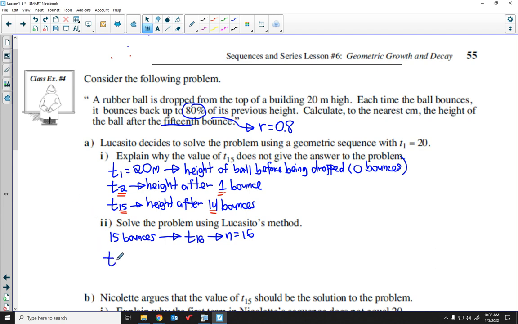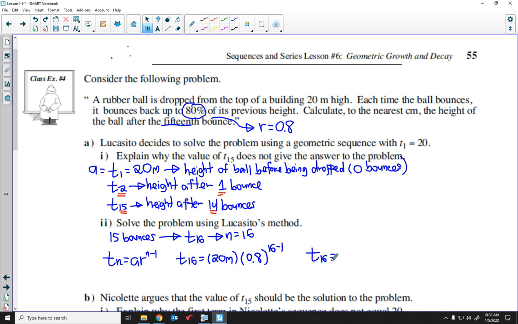Okay, so let's use our general formula for a geometric sequence. You have T of n is equal to a r to the power of n minus 1. And we want to calculate T16. This would be equal to a, which is 20 meters, multiplied by r, which is 0.8, and then to the power of 16 minus 1.